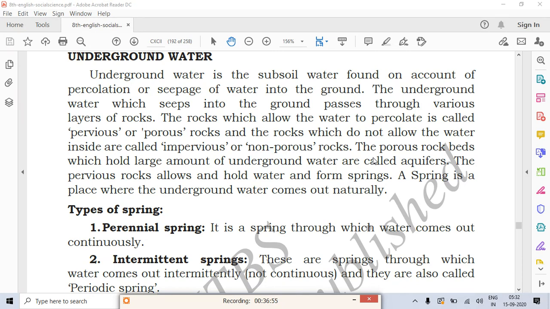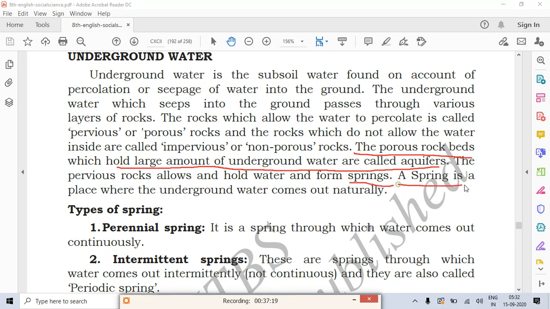The porous rock beds which hold a large amount of underground water are called aquifers. This is also important. The porous rock beds which accumulate a large amount of underground water are called aquifers. The pervious rocks allow and hold water and form springs. What do the pervious rocks do? They hold the water, and they can form springs also.